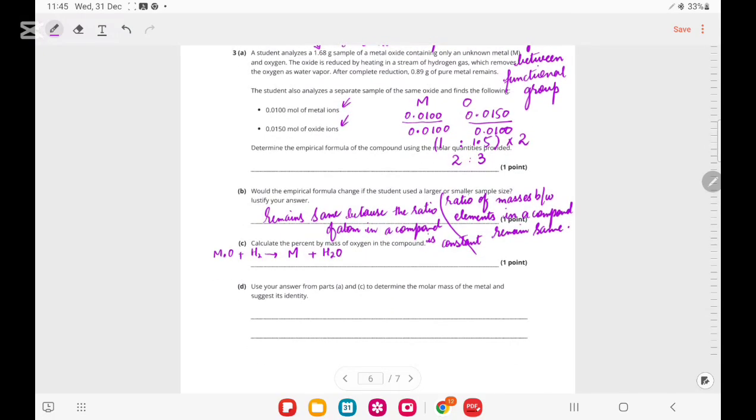So total mass was 1.68, and when it reduced, it becomes how much? 0.89. So if we subtract them, then we would come to know the mass of oxygen. So we can do it by 1.68 minus 0.89, divided by the total value, which is 1.68, times 100, and it comes out to be 47.0%.